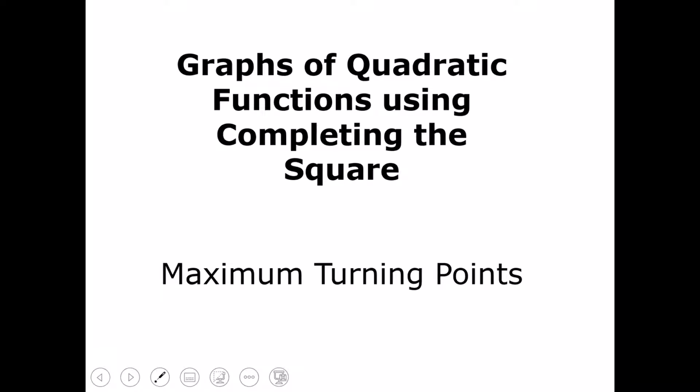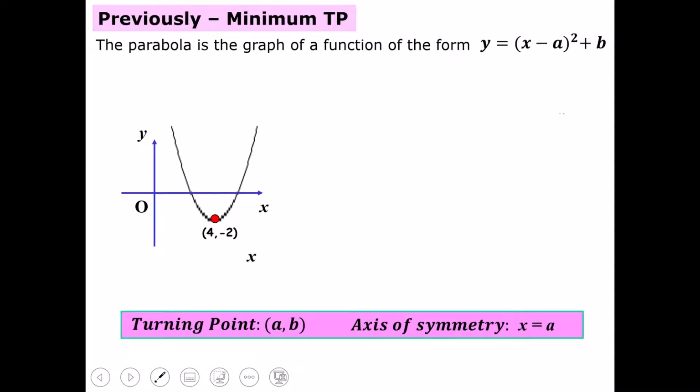So today we're going to continue looking at graphs of quadratic functions used in completing the square, but this time we're going to be looking at maximum turning points. So previously we looked at examples where we just had a minimum turning point. So we've got a standard parabola where it's reaching a minimum turning point, and we were using the equation in completing the square form to help us identify things like turning points and also axis of symmetry.